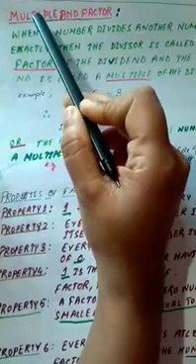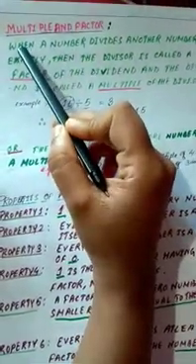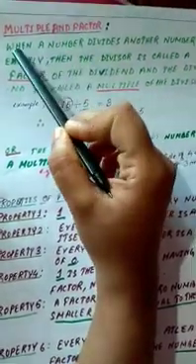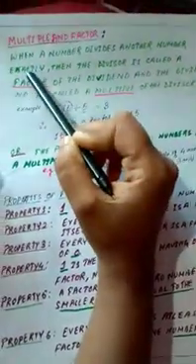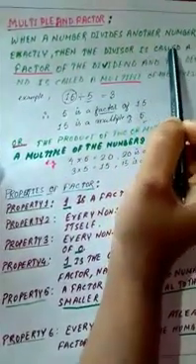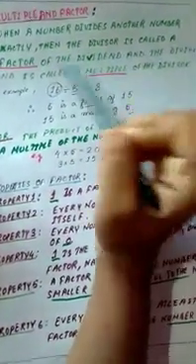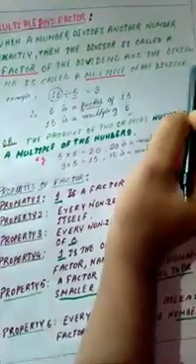So students, what do you mean by multiple and factor? Factor we'll know first. When a number divides another number exactly, then the divisor is called a factor of the dividend and the dividend is called the multiple of the divisor. Alright, what does it mean?